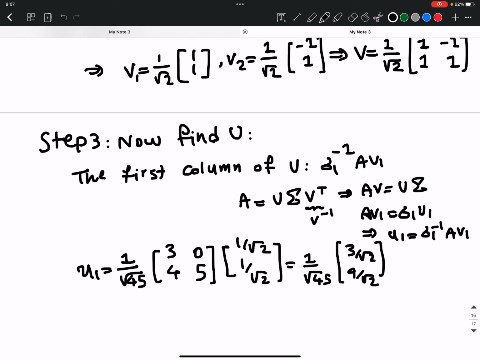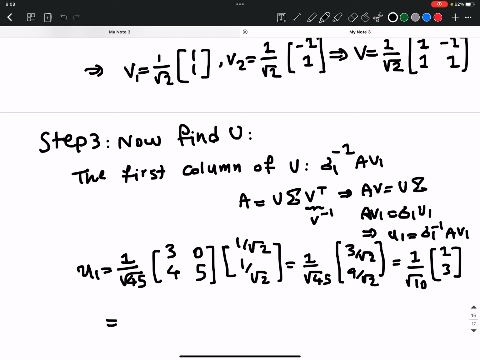So in total, I will have this. I can write it actually here. 1 over square root of 10, 1, and 3. So this will be the first vector of that, okay?